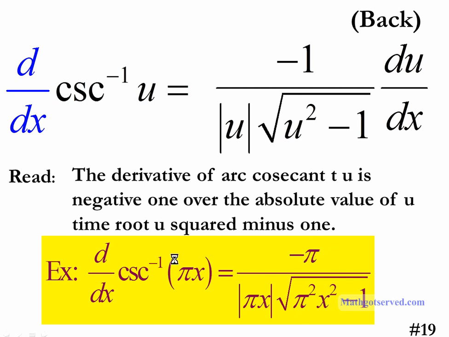du dx is the derivative of pi x. The derivative of pi x is pi. You multiply the pi by the numerator, which is 1. So you have negative pi over the absolute value of pi x, root pi squared x squared minus 1, an example of the application of the differentiation rule for inverse cosecant.